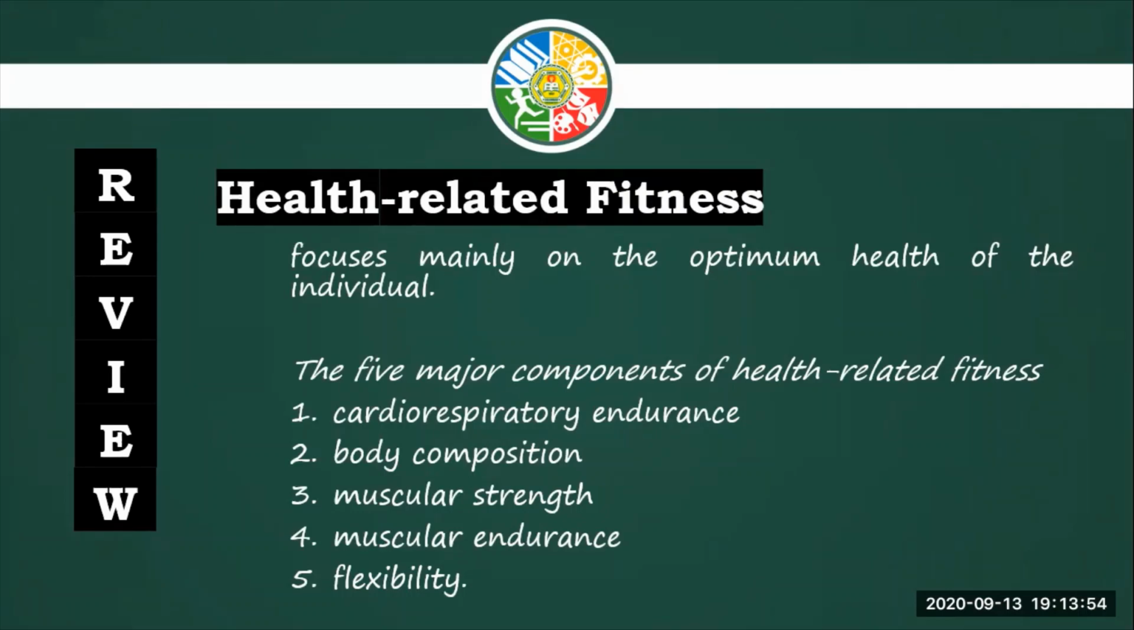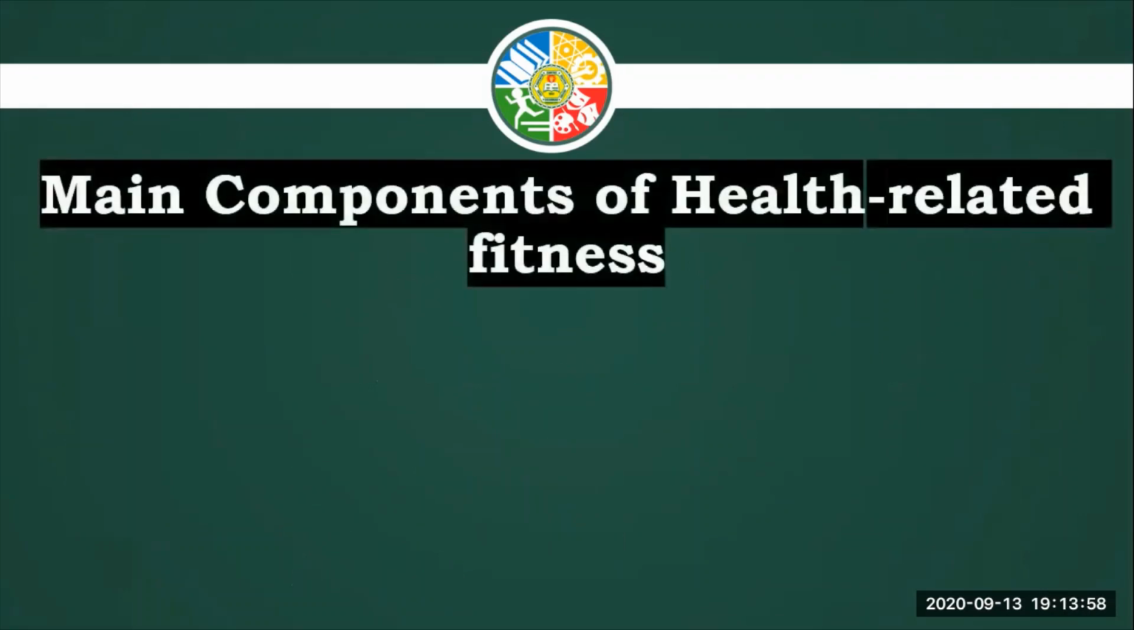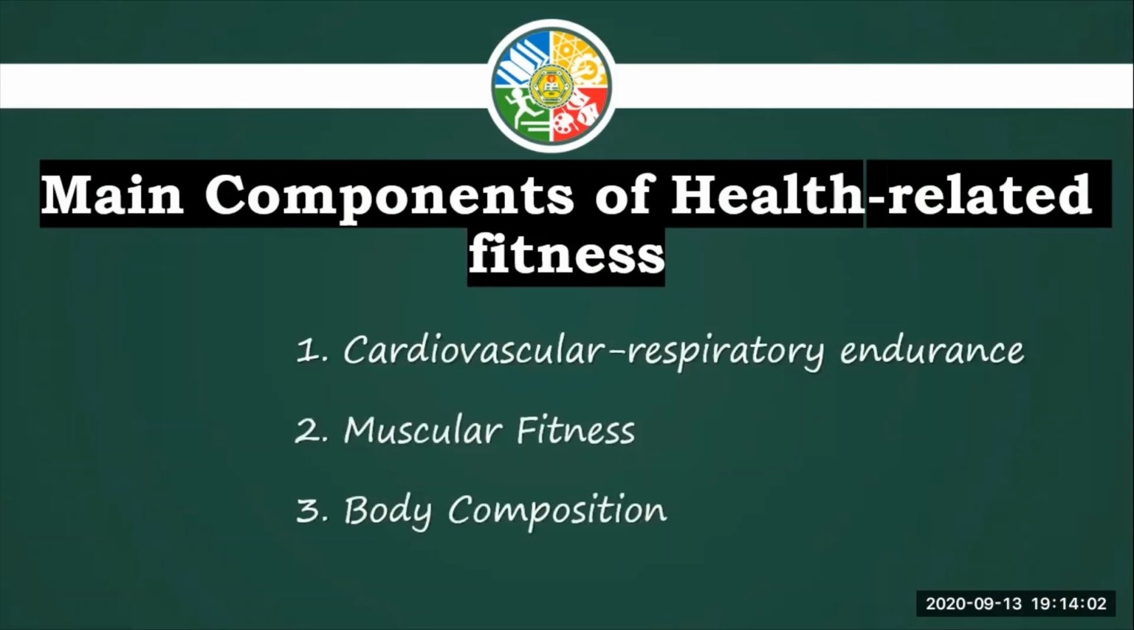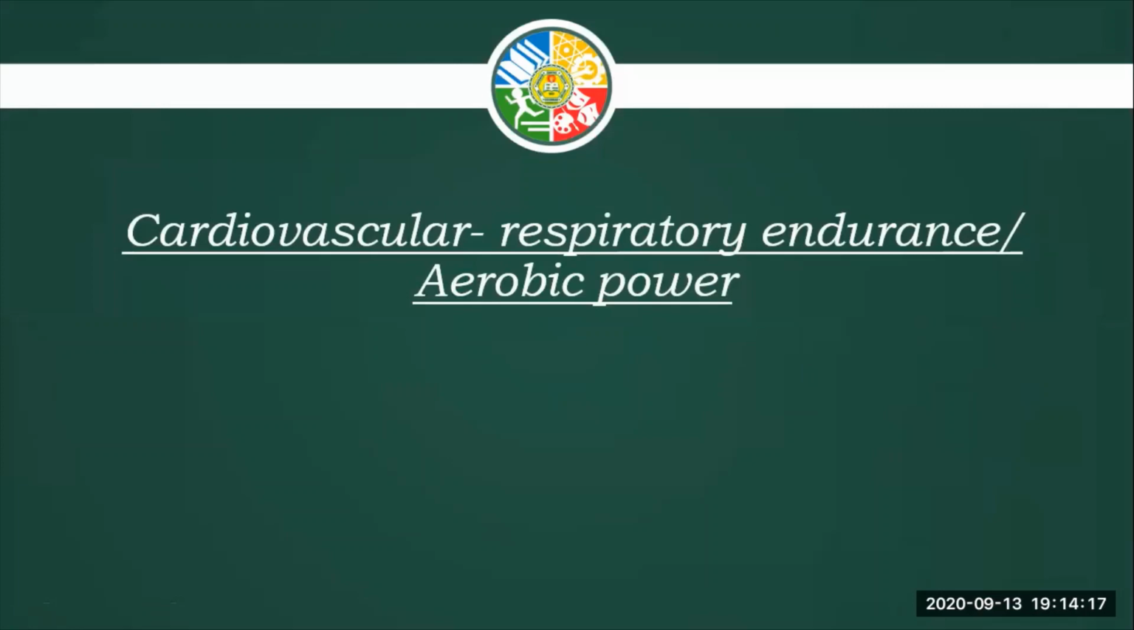Before we define each of the components, I would like to inform you that each component is actually categorized into 3 main components. We have cardiovascular respiratory endurance, muscular fitness, and body composition. Starting with cardiovascular respiratory endurance or aerobic power, please try to define them using your own words and pause the video for 5 seconds. You can pause the video now.